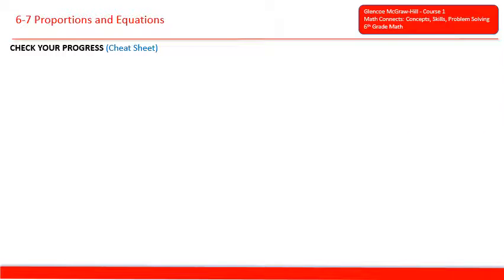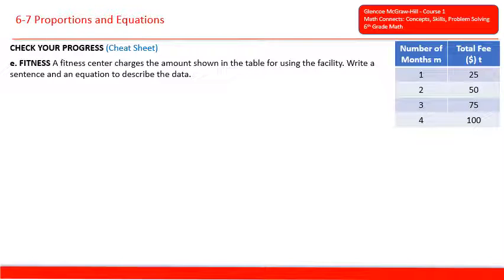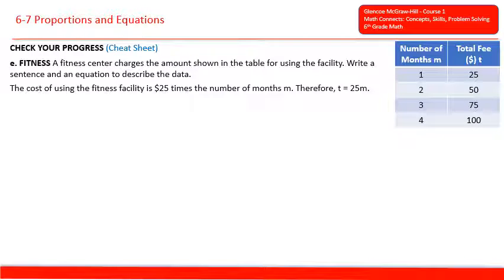Check your progress. A fitness center charges the amount shown in the table for using the facility. Write a sentence and an equation to describe the data. So if you look at the data, number of months, M, 1, total fee, T, is 25. The cost of using the fitness facility is 25 times the number of months, M. Therefore, T equals 25M. So the total cost equals 25 times the number of months.